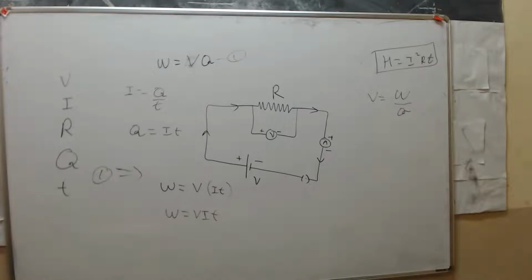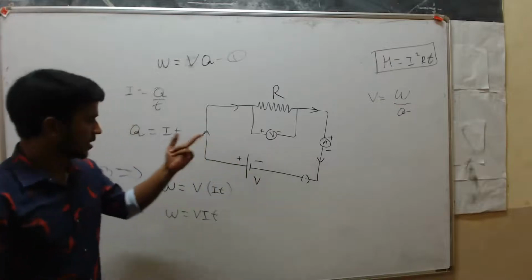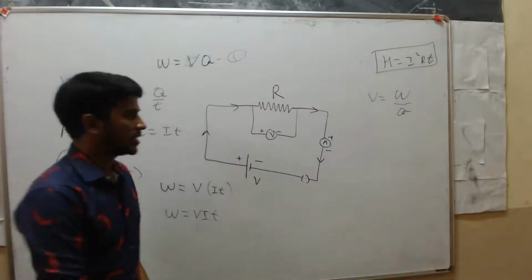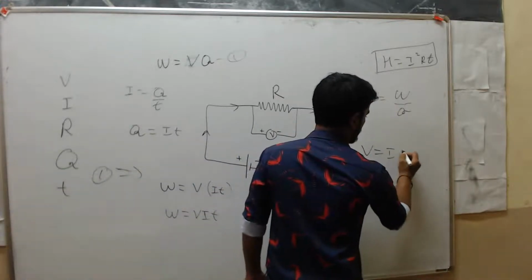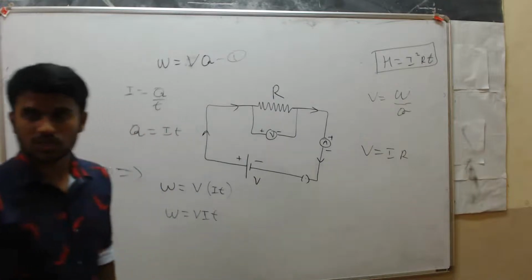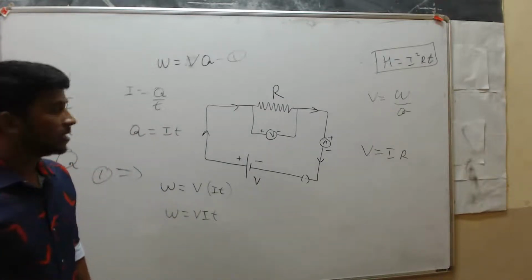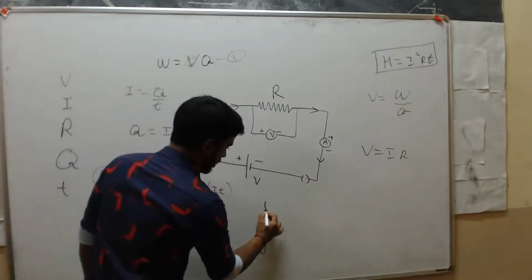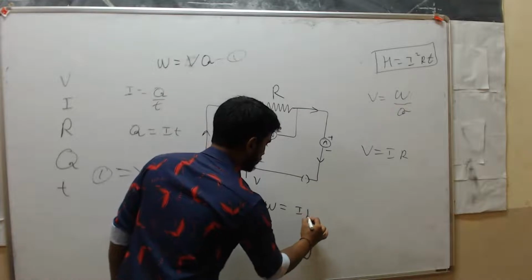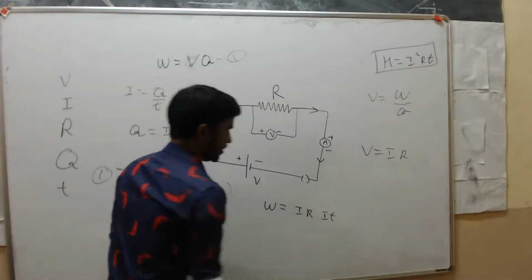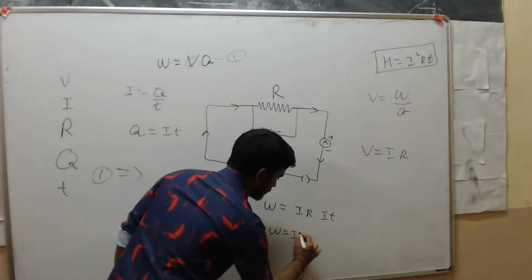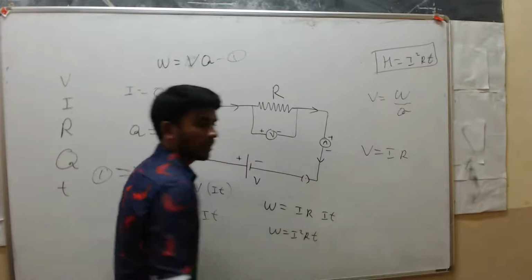So what is the next step? Here we can use Ohm's law, since we are passing voltage, and there is current and resistance. We know this famous, very important relation: V is equal to I into R, Ohm's law. Now can I substitute here? W is equal to I into R into I into T. When you multiply, what do we get? W is equal to I square into R into T. Correct?